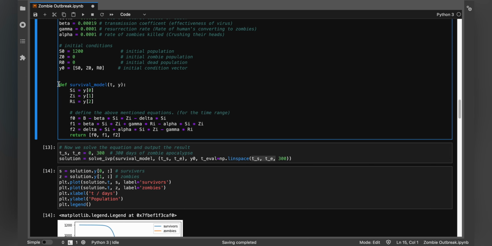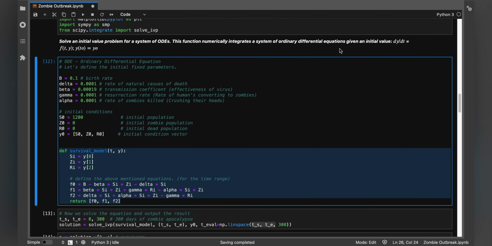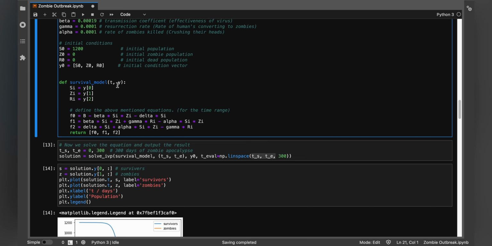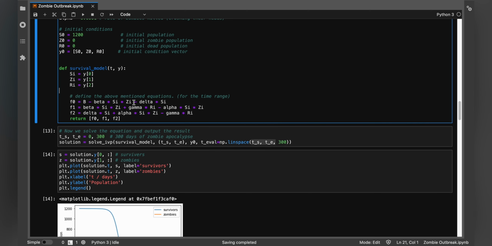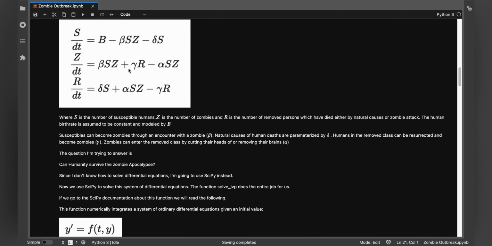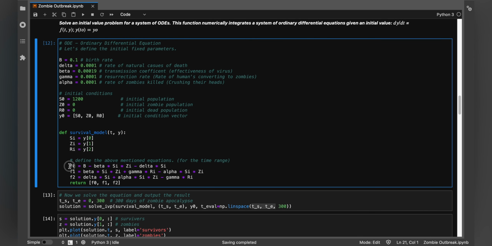So after defining this, we have defined the model that he has defined, so we are converting it to a form that our PC, our Python, could understand. We have defined a survival model in which t and y are taken, that is the parameters at any point of time and the time t. So S, Z, R are the parameters at any point of time in the given interval, and we have defined f0, f1 and f2. We have defined it in this way.